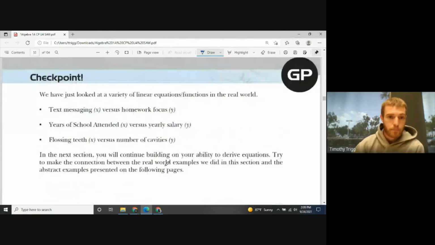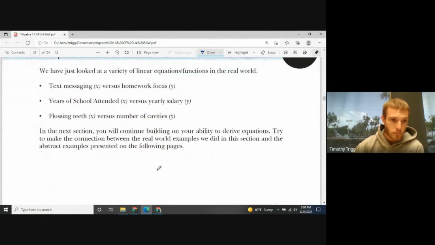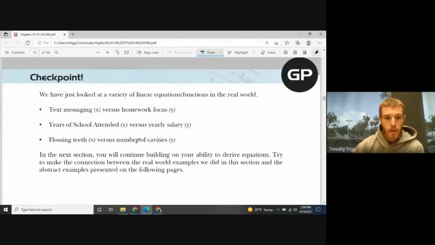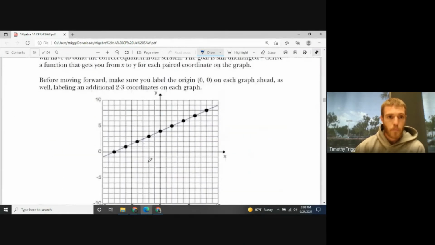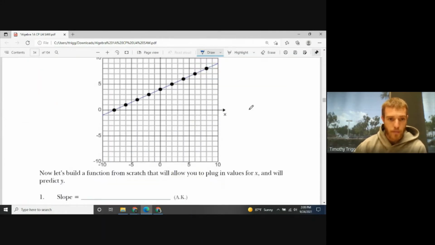Okay, great. Okay, let's move on. Before moving forward, make sure you label the origin (0, 0) on each graph ahead, as well as labeling an additional 2 to 3 coordinates on each graph.